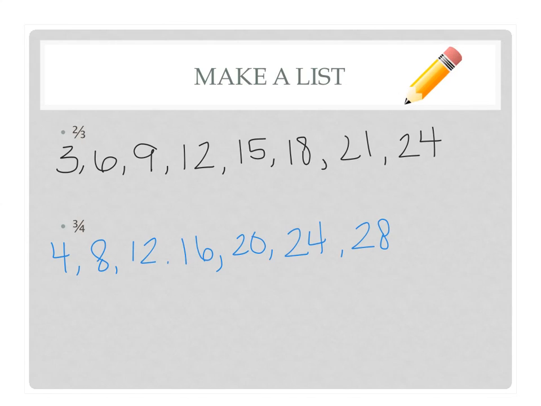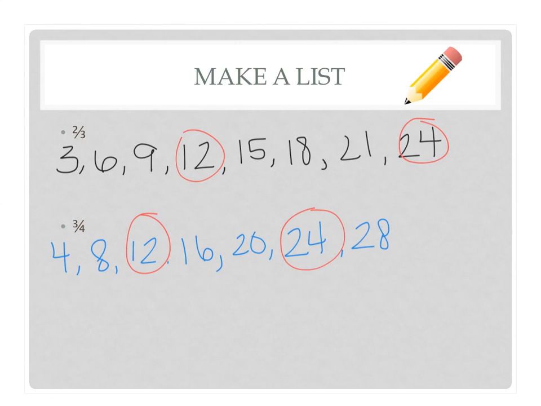Since I'm looking for common denominators, I need to find common multiples. So I'm going to look and circle any multiples I find in both of my lists. I see 12, and I also see 24 on both lists. So 12 and 24 are common multiples of 3 and 4.